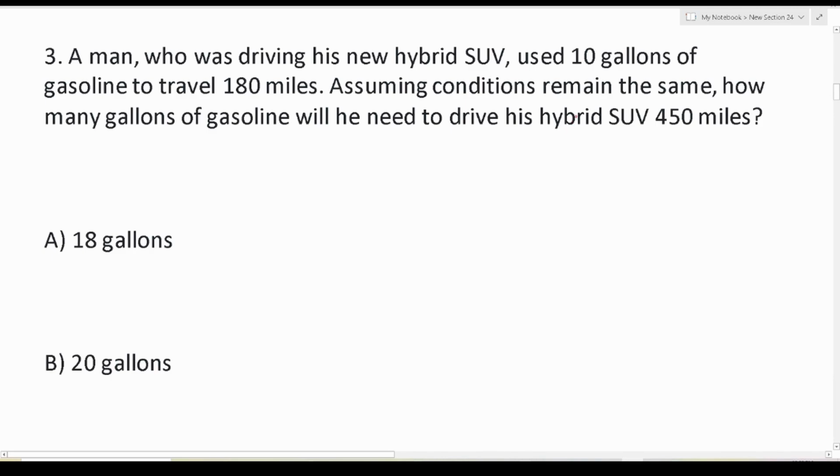All right, number 3 says, a man who was driving his new hybrid SUV used 10 gallons of gasoline to travel 180 miles. Assuming conditions remain the same, how many gallons of gasoline will he need to drive his hybrid SUV 450 miles? So for this one, it's going to be very easy to solve it using a proportion.